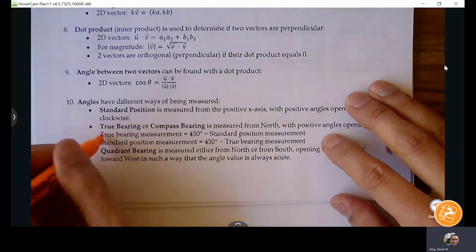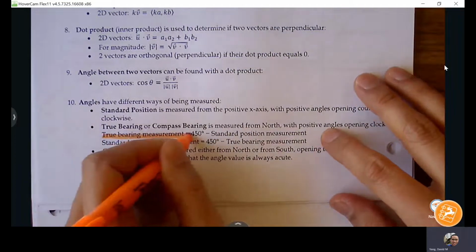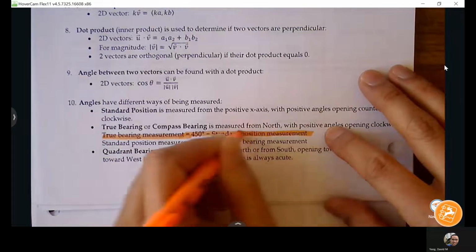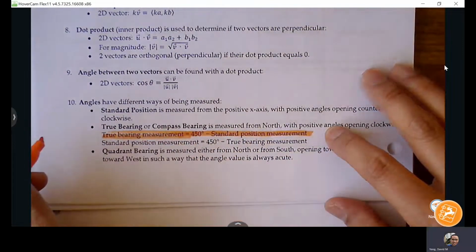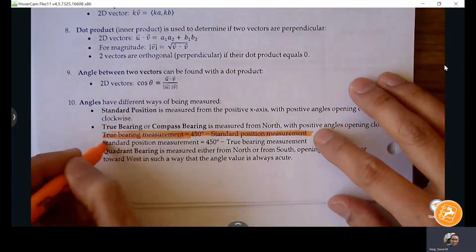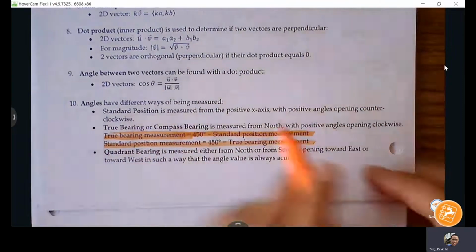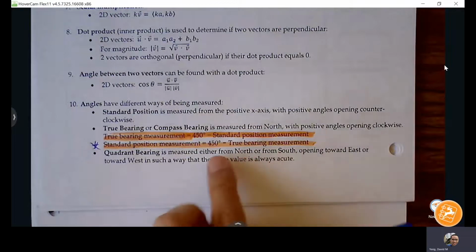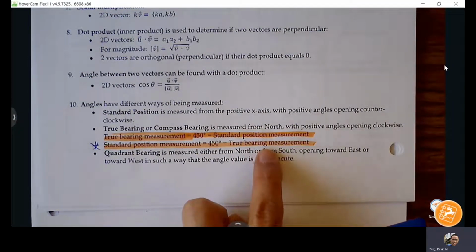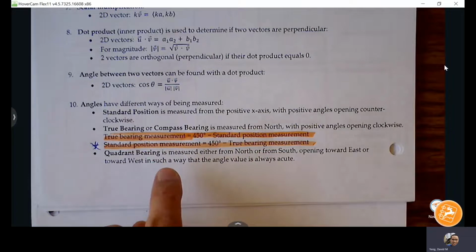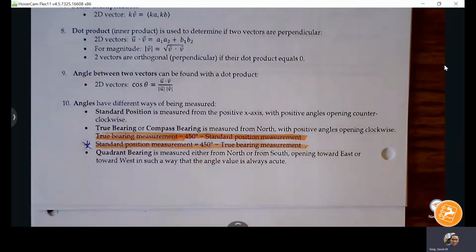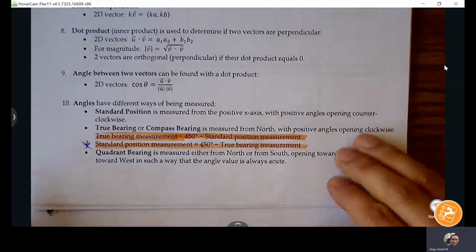True bearing measurement is just 450 degrees minus, I'm sorry, this is not the one I want to use. It's this second one here. So standard position, if I'm given bearing, I can just do 450 minus the true bearing measurement, and that will give me something in standard position. So if I can just always subtract from 450, I'm able to get that measure without having to draw everything out and subtract and go through all that process.